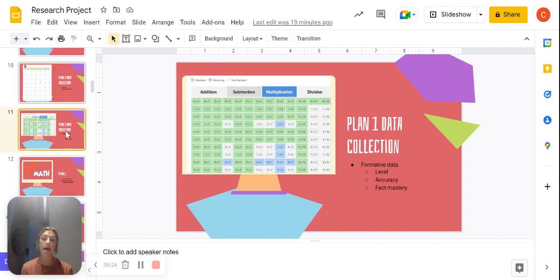I also have formative data. This is Freckle's formative data collection plan. It actually shares a lot of different data pieces. It shares the level that the student is on, the accuracy of the student, and then fact mastery. This is the fact mastery graph. The green is something that they've mastered. Blue means they are working on it, they're practicing it, and gray means they have not yet been given problems to practice that.